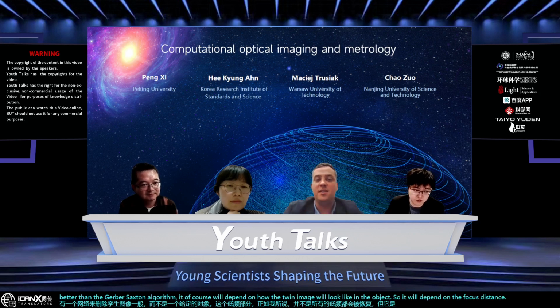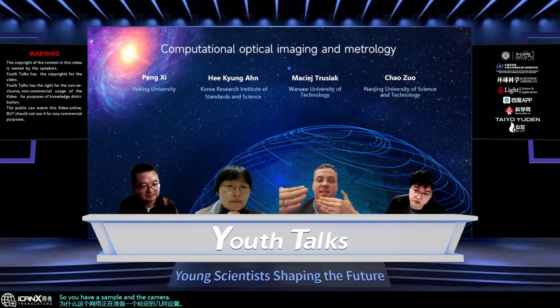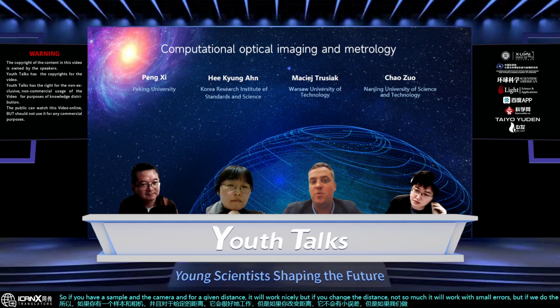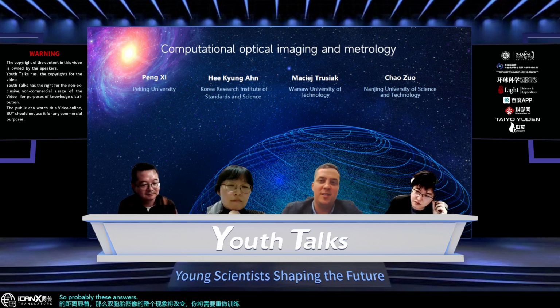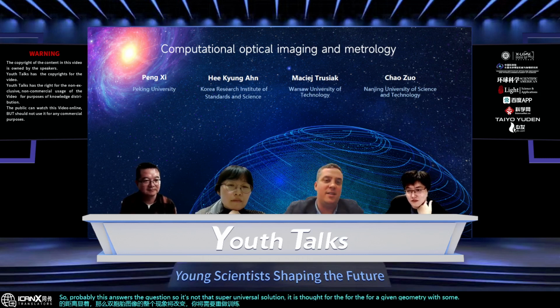That's why this network is prepared for a given geometry of the setup. If you have a sample and the camera at a given distance, it will work nicely. If you change the distance slightly, it will work with small errors. But if we change the distance significantly, then the entire twin image phenomenon will change, and you will need to redo the training of the network. So probably this answers the question. It's not a super universal solution. It is designed for a given geometry with some buffer, but generally speaking, yeah, it works.